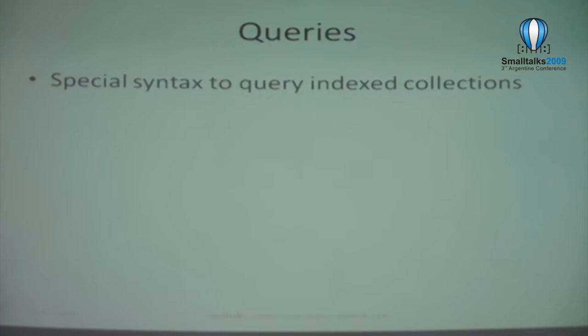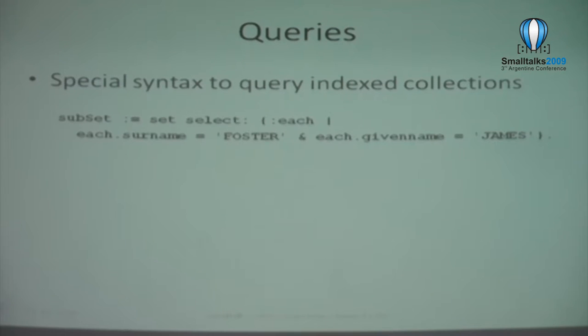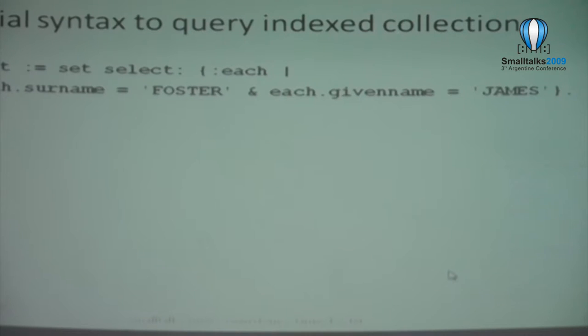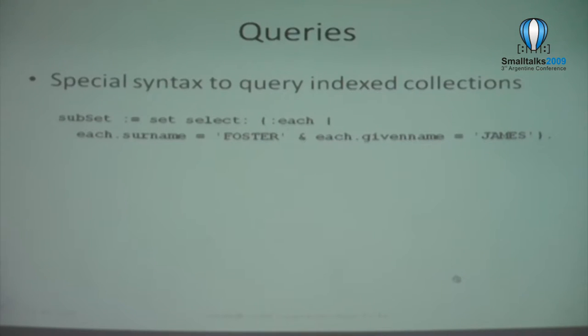Of course, indexes need querying capabilities. In GemStone, there's a special syntax in addition to some message sending protocols. So for example, I can say of a large set, select from each where each surname is Foster and each given name is James. And this will give me, very quickly, just the items in the larger collection that meet this criteria. Now, we're using a little bit of a different syntax here, for those of you who are looking at the Smalltalk. The curly braces are syntax to be used in queries over indexed collections in GemStone. And the dot notation is a reference to instance variables. So this is a special way of querying in GemStone.